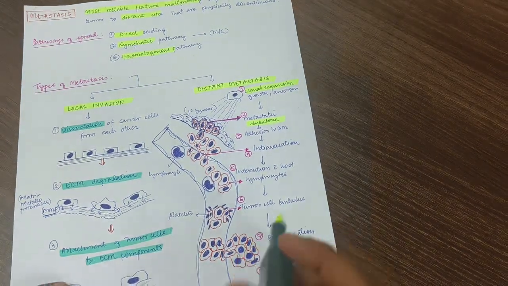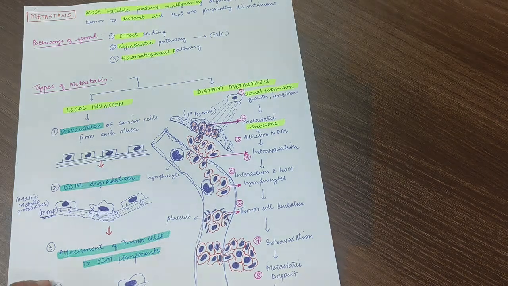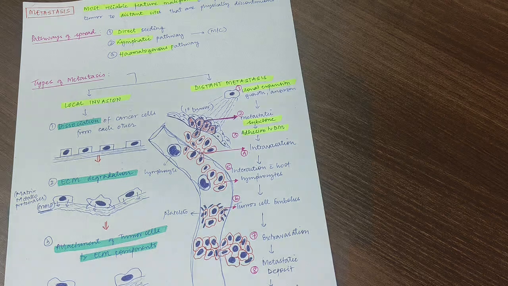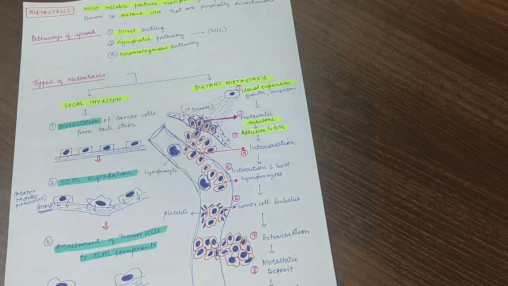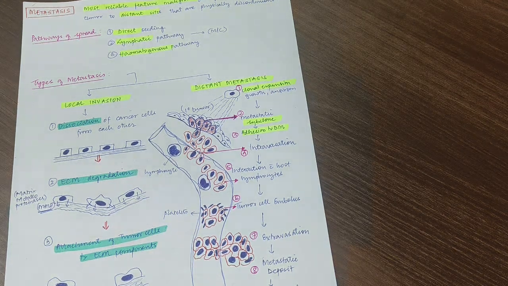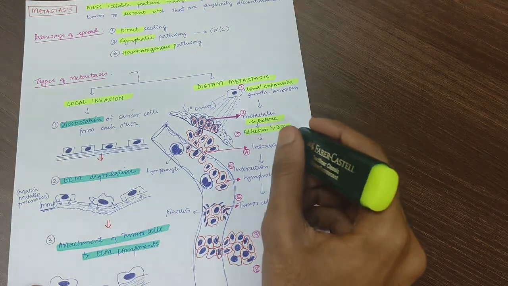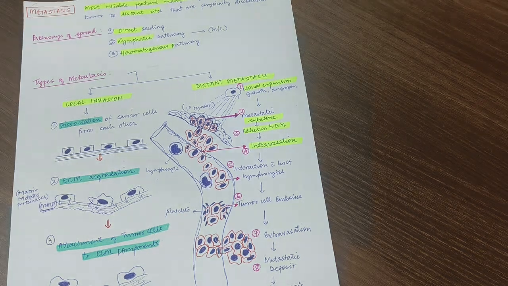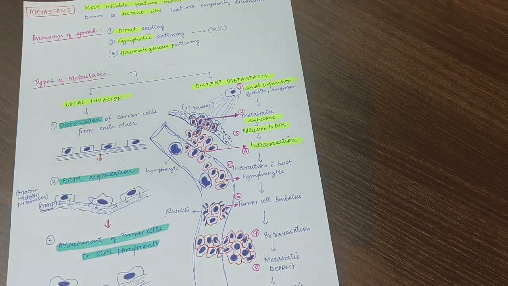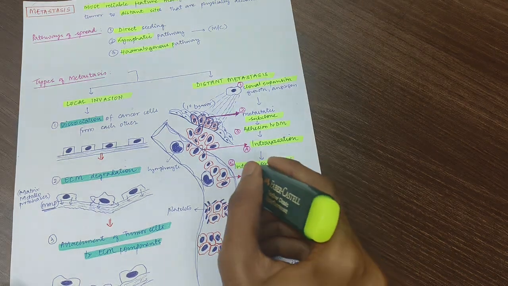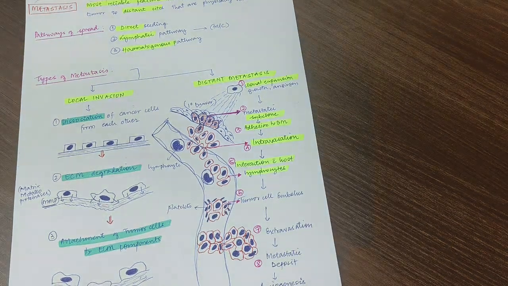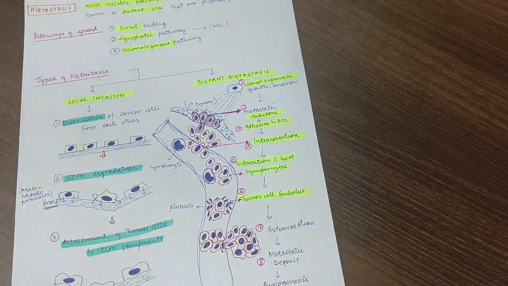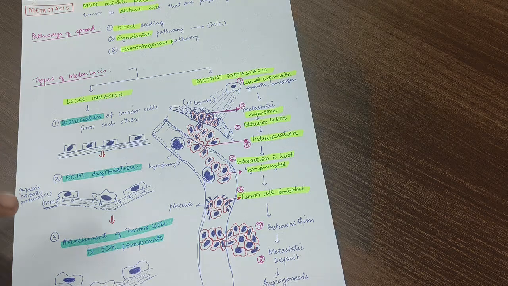After the metastatic subclone, there is adhesion to the basement membrane. The tumor cells adhere to the basement membrane, and after adhering, they invade the basement membrane. That is called intravasation. Once they enter the blood vessel, they interact with the host lymphocytes. Next, a tumor cell embolus is formed via the platelets.